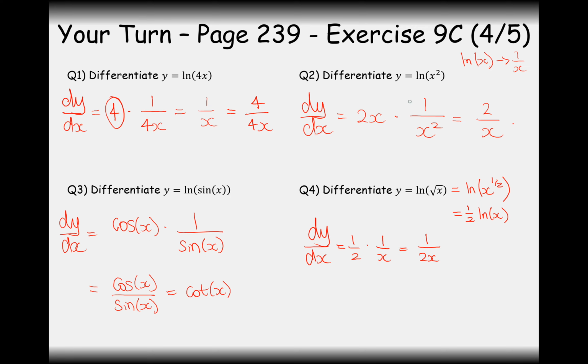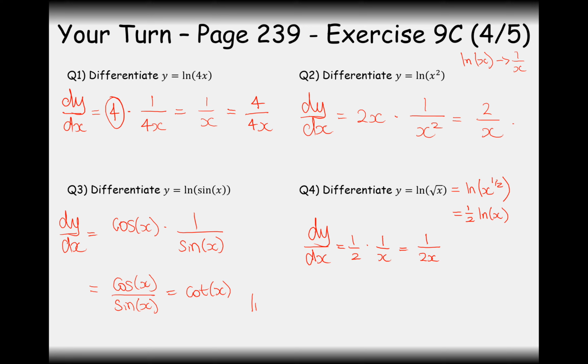Same works here. Derivative would go on the top, 2x. The original inside function will go on the bottom. Same with this one here. The derivative of sine went on the top and the sine went on the bottom. We didn't really see the rule happen here.